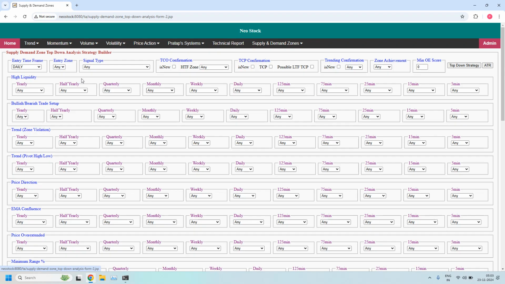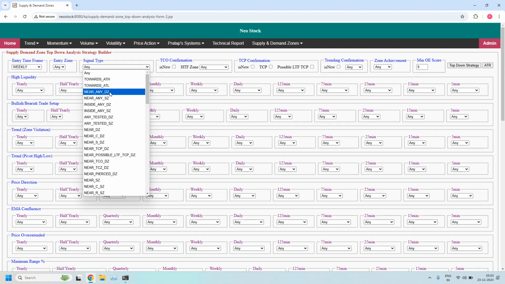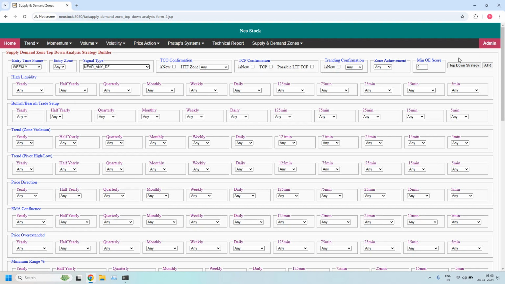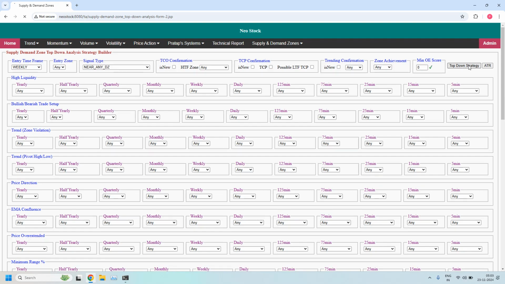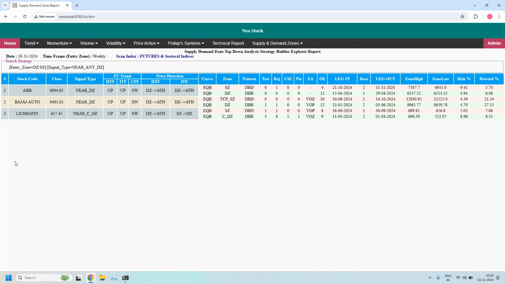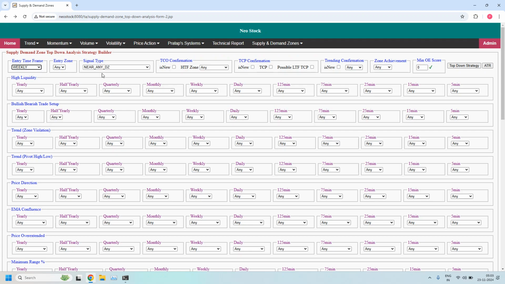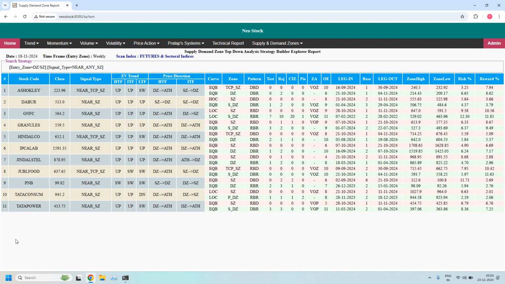Next time frame is weekly. Stocks near weekly demand zone. This is also the end of the week, so I will generate all the different weekly reports. 3 stocks are filtered. Next, weekly time frame: stocks near weekly supply zone. 11 stocks are filtered.